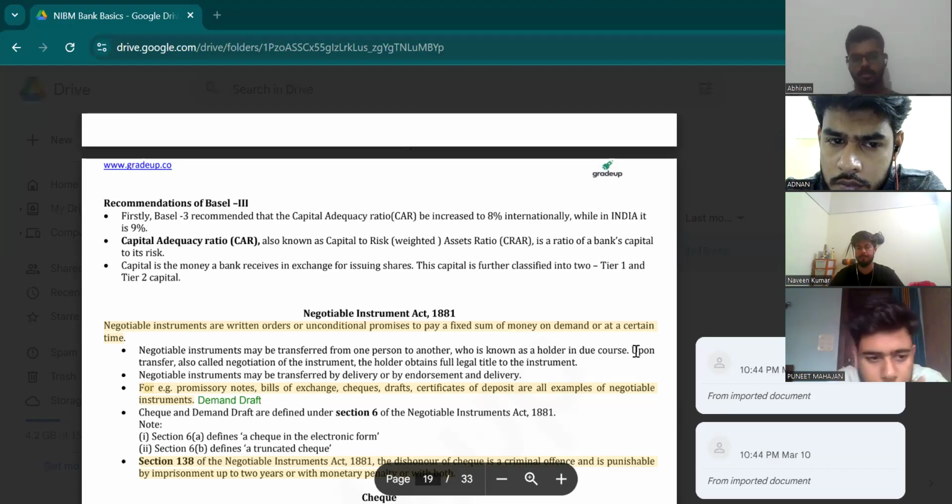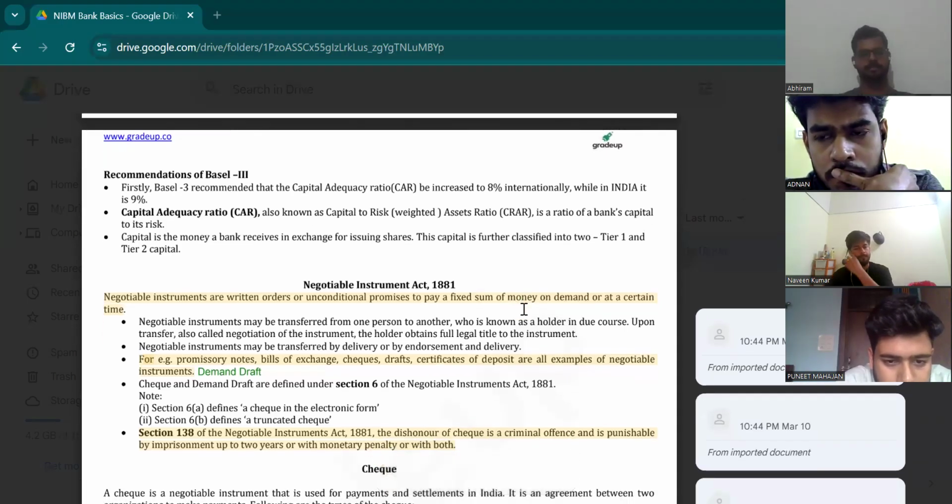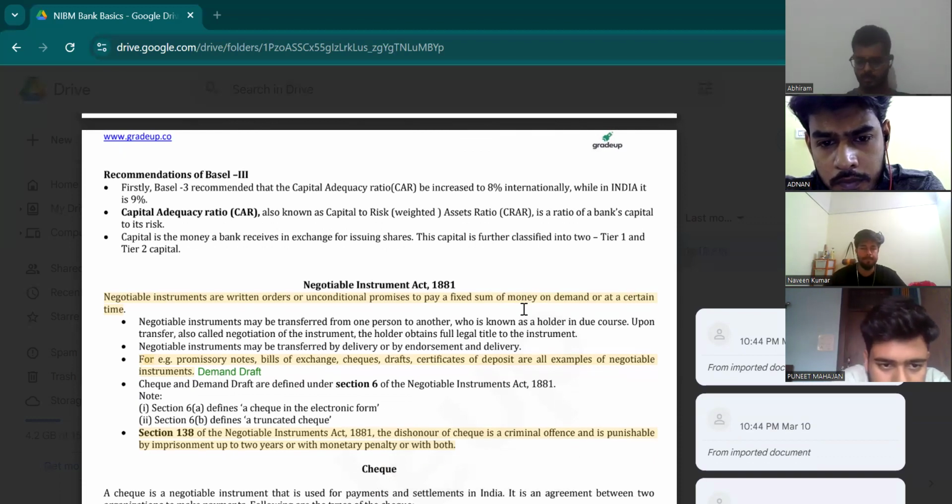This is not something like CRR and SLR. Okay, sir. So this means that if all the risks take place at a time, at least we have a 9% buffer.